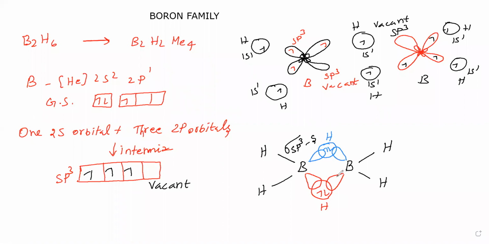Okay, so now we will see this one. In this sigma bond, this boron is giving the vacant sp3 orbital, this hydrogen is giving the 1s orbital, and this boron is giving the half-filled sp3 orbital. Okay, sigma sp3-s-sp3, this bond. So how the structure of diborane will be, that we will see. Now here, 2 boron atoms.